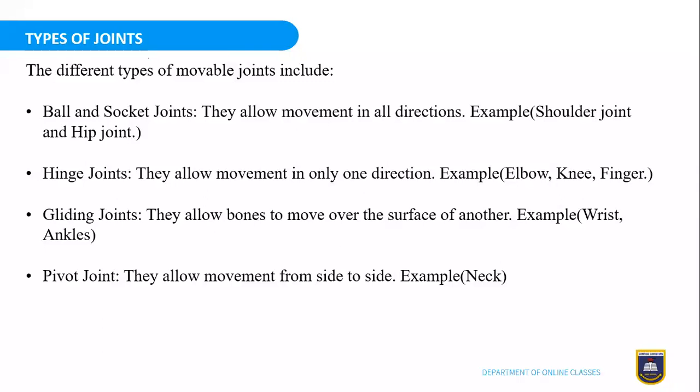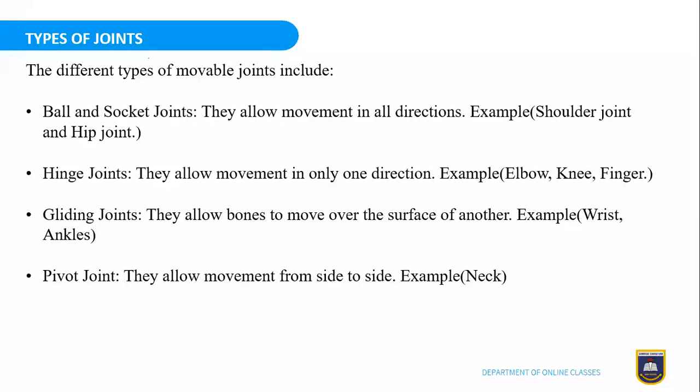As I said earlier, we have types of joints. We have the movable ones and immovable ones. Immovable joints do not allow movement, but the movable joints allow what? Movement. Now, let's look at the different types of movable joints.